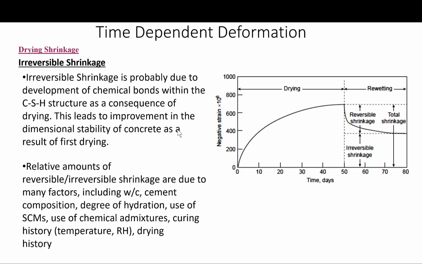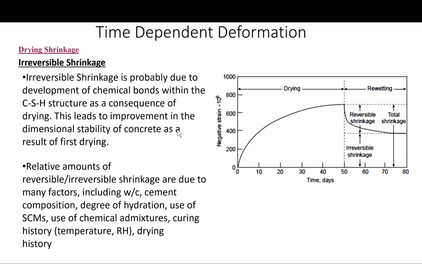Okay, so irreversible shrinkage, as we said, is probably due to the development of chemical bonds within the calcium silicate hydrate structure, as a consequence of the drying. This leads to improvement in the dimensional stability of concrete as a result of first drying, okay?